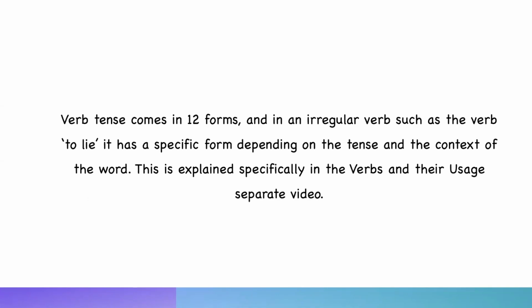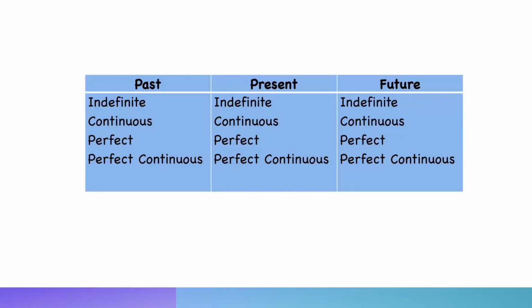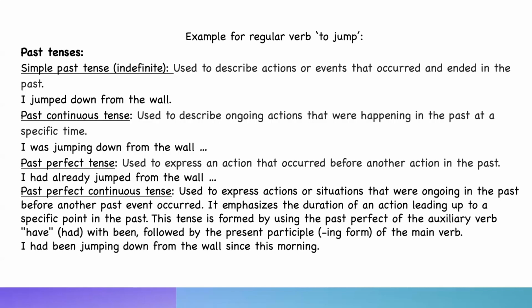Verb tense, therefore, comes in 12 forms, and an irregular verb, such as the verb to lie, has a specific form depending on the tense and the context of the word. This is explained specifically in the Verbs and Their Usage separate video. So, for example, it looks like this: the past, the present and the future. We have indefinite, continuous, perfect and perfect continuous in each one. 3 times 4 is 12, therefore 12 tenses.